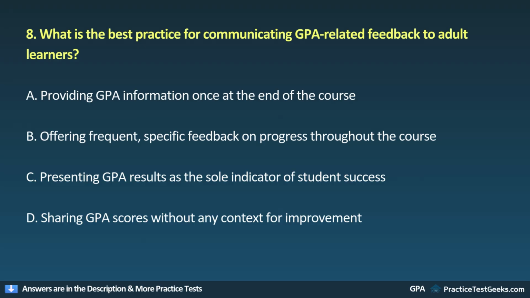8. What is the best practice for communicating GPA-related feedback to adult learners? A. Providing GPA information once at the end of the course. B. Offering frequent, specific feedback on progress throughout the course. C. Presenting GPA results as the sole indicator of student success. D. Sharing GPA scores without any context for improvement.